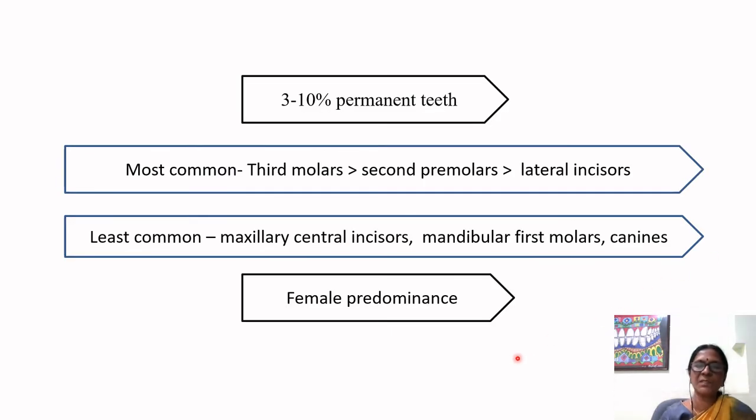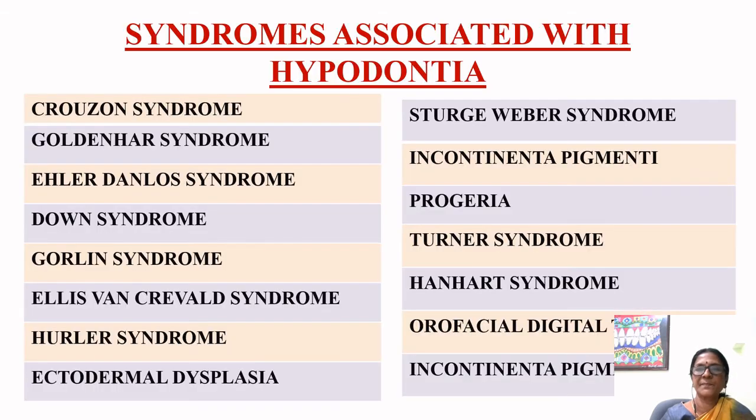About 3 to 10% of the permanent teeth are absent. Most commonly the third molars are missing, next most common are the second molars, and then the last will be the lateral incisors. The least common are the maxillary central incisors, which are never missing, and the mandibular first molars and the canines also. There is a female predominance.